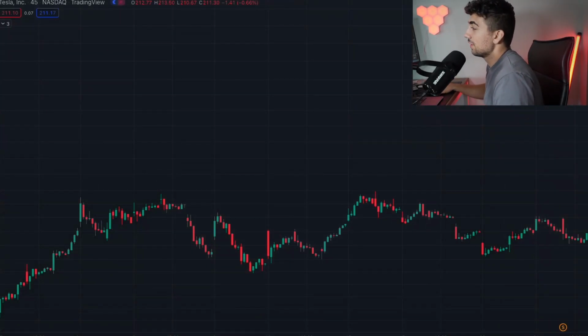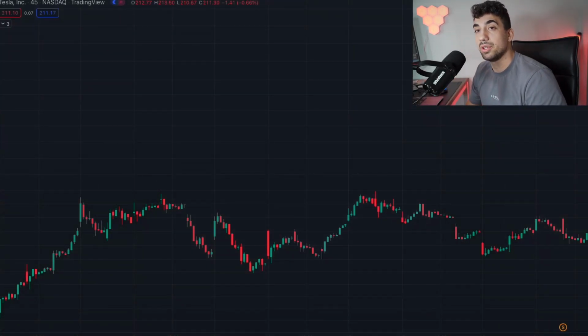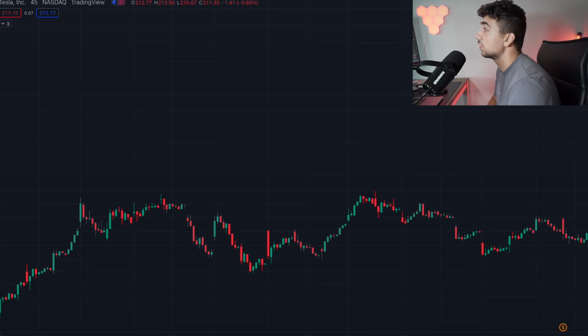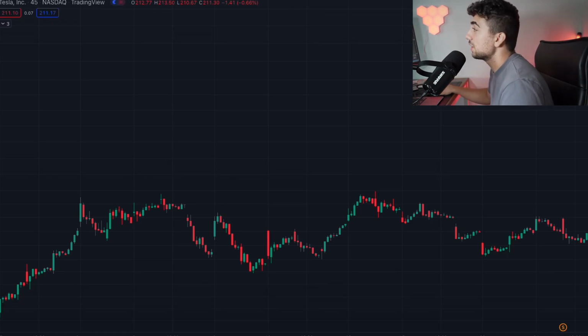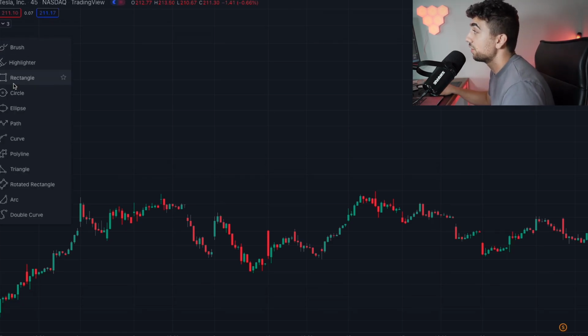I have here one of my favorite stocks, which would be Tesla. This is a 45-minute time frame. And while I'm on the time frame subject, let me tell you guys that supply and demand works on all time frames. You can use it on a 5-minute, 45-minute, hourly, daily, weekly. It doesn't really matter. Just make sure you stick to that time frame the whole time.